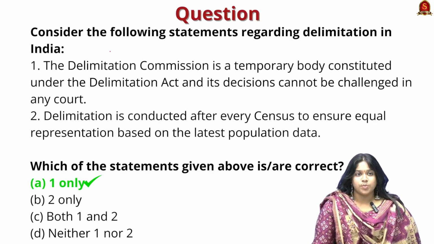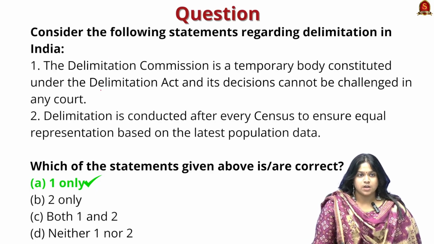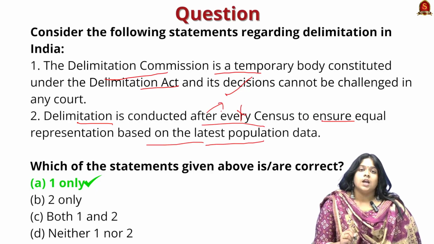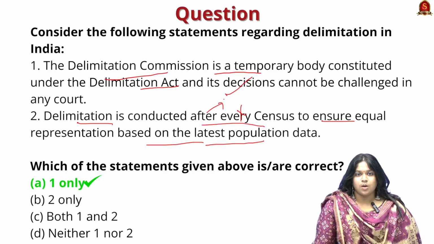Now let us move on to a prelims question. Which of these statements are right? Only one is right. The Delimitation Commission is a temporary body constituted under the Delimitation Act, and its decisions cannot be challenged in any court. The second option is wrong. Delimitation is conducted after every census, which is wrong, to ensure equal representation based on the latest population data. It is not conducted after every census. It is conducted whenever Parliament brings in a new amendment to the act of delimitation.